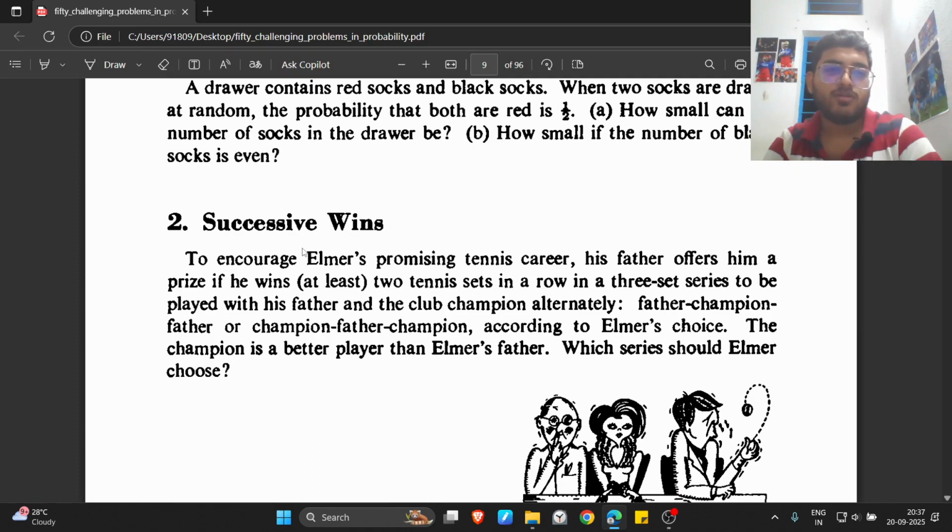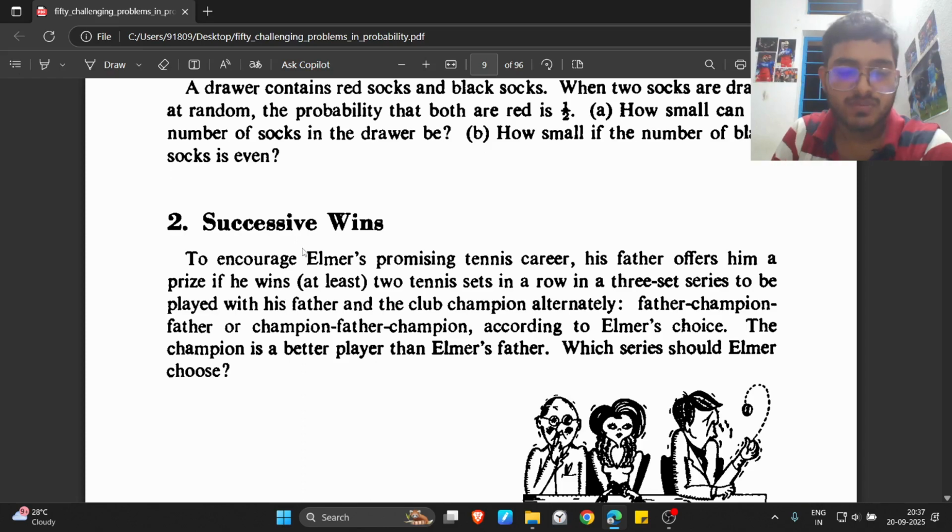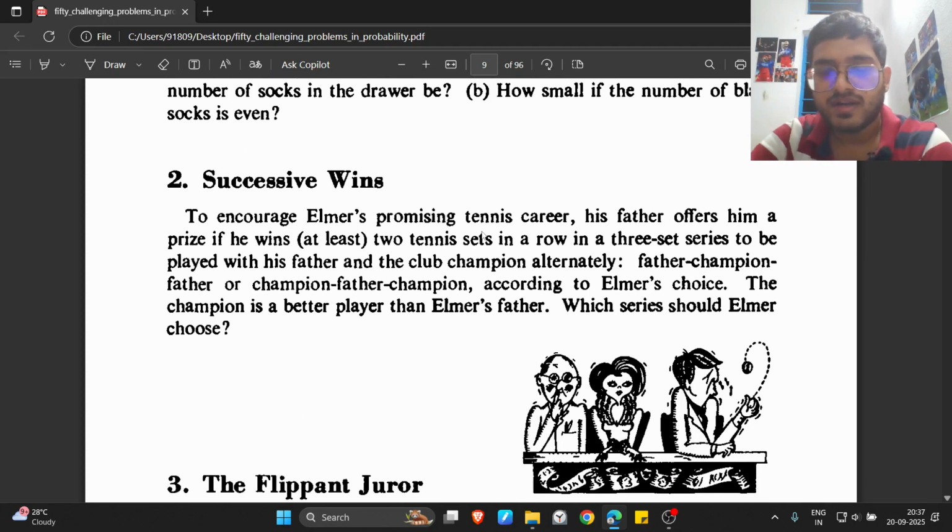This is the second problem, successive wins. To encourage Elmer's promising tennis career, his father offers him a prize if he wins at least two tennis sets in a row in a three-set series match to be played with his father and the club champion alternately. One is father, champion, father, or champion, father, champion, according to Elmer's choice. And the champion is a better player than Elmer's father. Which series should Elmer choose?